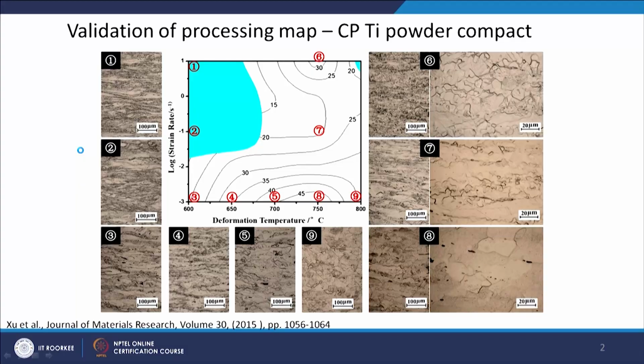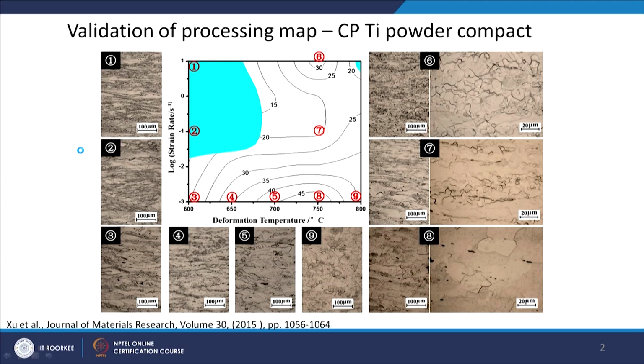That is how processing map can be used and then validated through microstructure, and then how we can use these ideas of processing map for some application. So, one usual way you will see how processing maps are used, or how we validate the processing map, at the same time how we interpret the processing map.